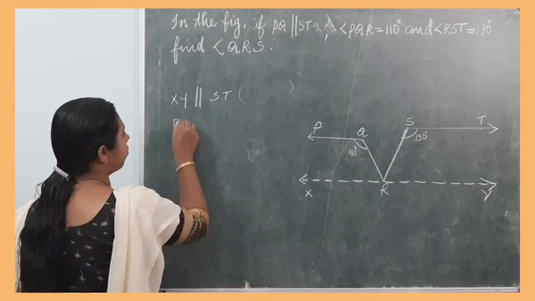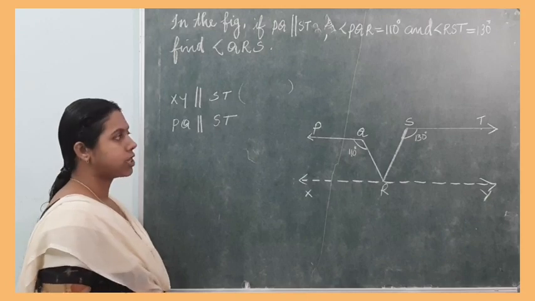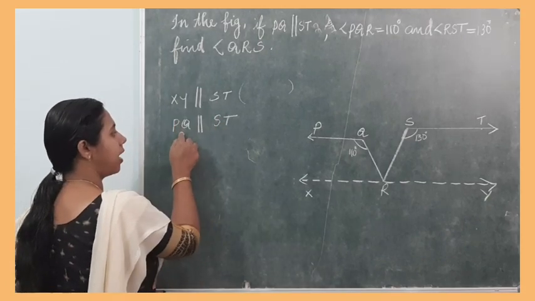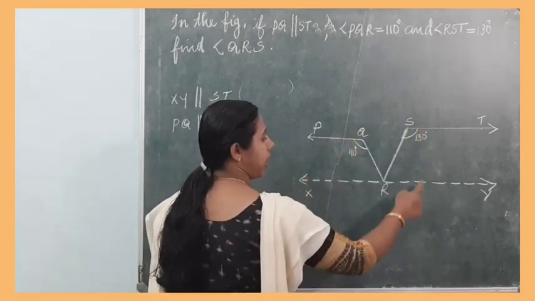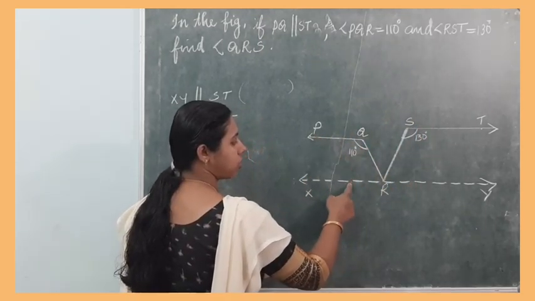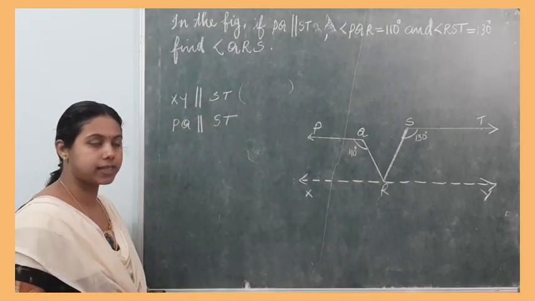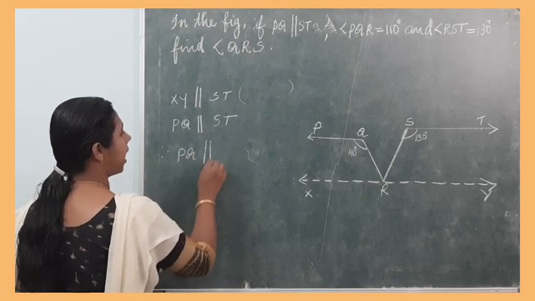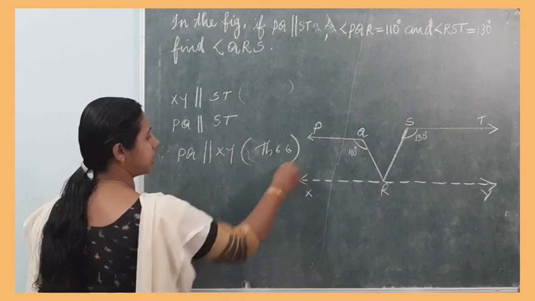Then given for you PQ parallel to ST. So from these two we can write XY parallel to PQ. PQ parallel to ST and ST parallel to XY. Therefore, PQ is also parallel to XY by theorem 6.6. So we can write here PQ parallel to XY by theorem 6.6.